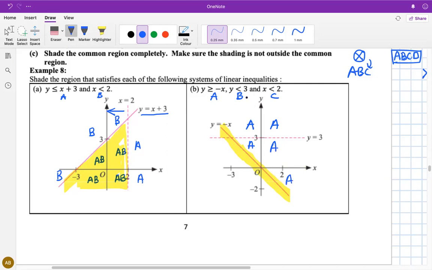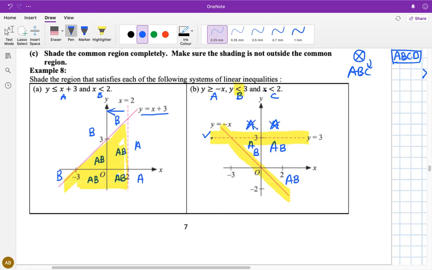Okay, then y less than 3. So y less than 3 is this line. We check: because it's less than only, it's a dotted line, correct? Okay, the line is correct. So below is B. There are only 3 alphabets here, so I list down B, B, and B. That means these 2 regions are surely not the answer.